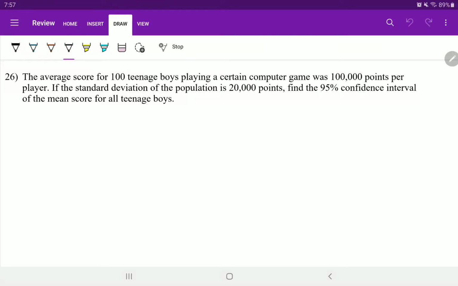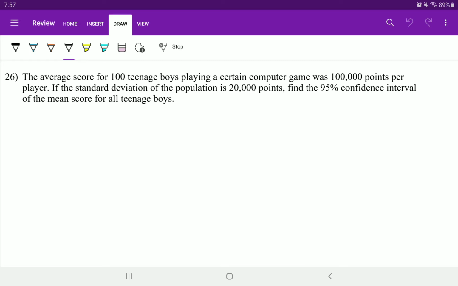26. So it says the average score for 100 teenage boys playing a certain computer game was 100,000 points per player. If the standard deviation of the population is 20,000 points, find the 95% confidence interval of the mean scores for all teenage boys.